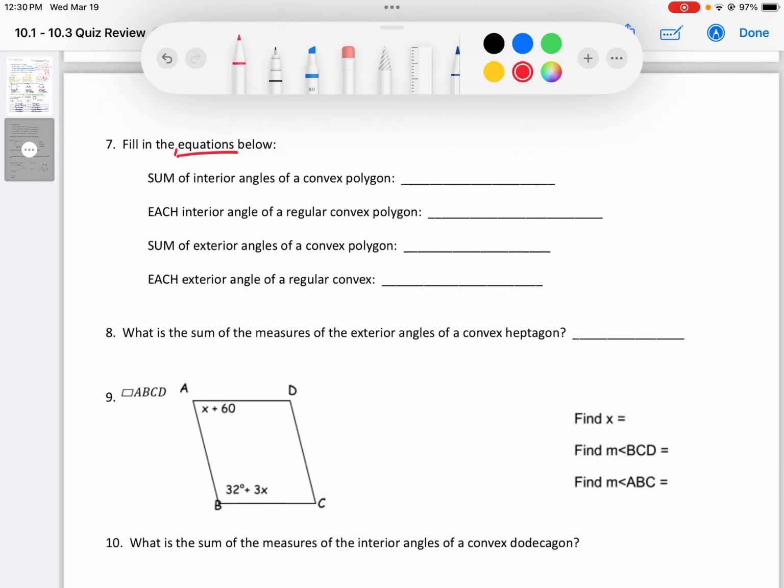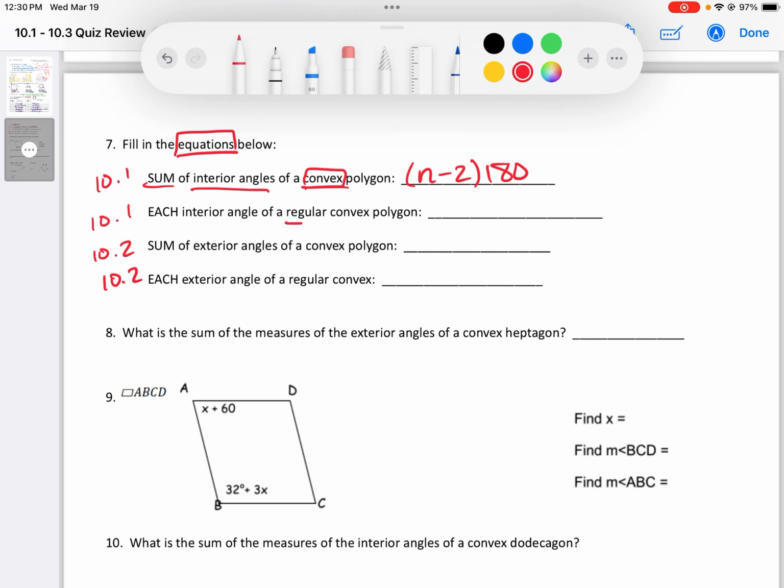Question number 7 asks you to just put the equations for these things below. The first thing is the sum of the interior angles on a convex polygon. This comes from 10.1. So does this one, sorry. This one comes from 10.2. So the sum of the interior angles is going to be n minus 2 times 180.